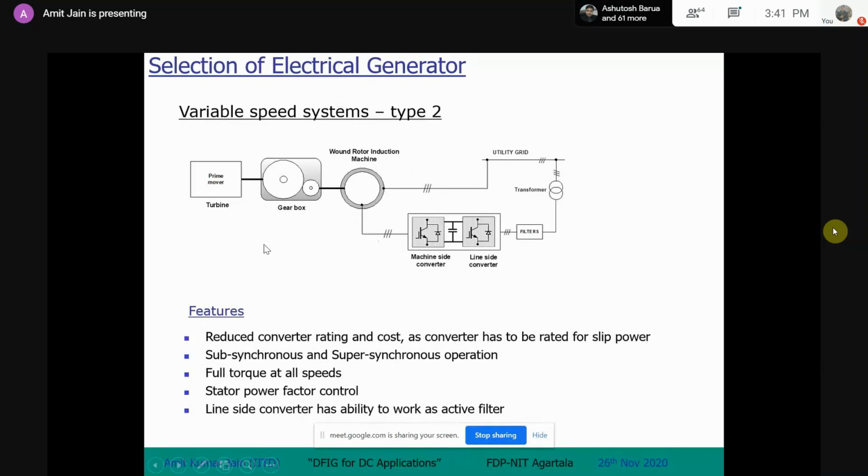It's called DFIG. DFIG means double-fed induction generator. A double-fed induction generator is nothing but a slip ring induction generator, where you have windings both on the stator and rotor. In this topology, the stator is directly connected to the grid, and the rotor is connected again by a back-to-back converter to the grid. So what happens? As I told, the wind speed generally varies from 8 meters per second to 12 meters per second.